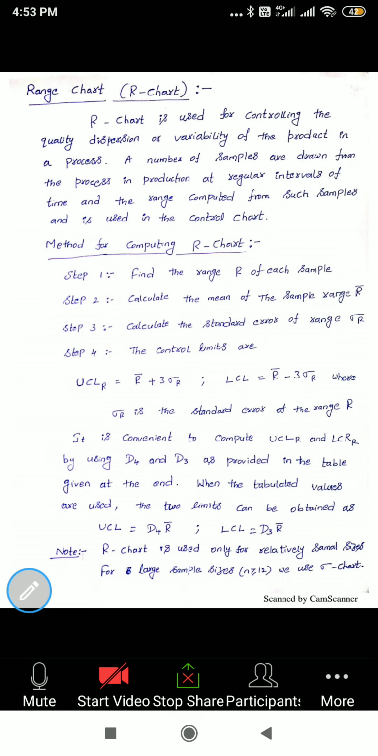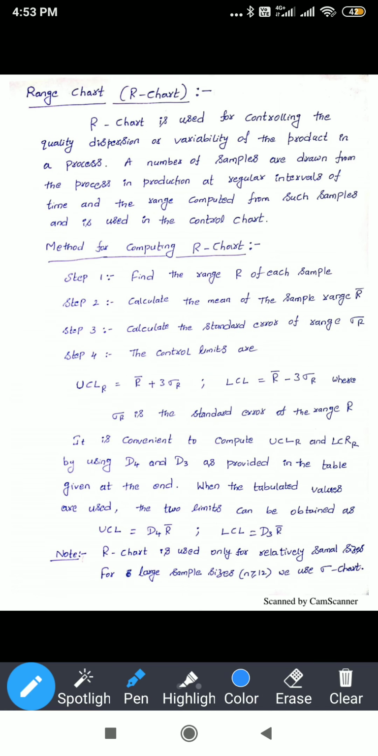In the previous sections, we discussed the mean chart. Today, we are going to discuss the range chart. This is the range chart. The mean chart, range chart, and standard deviation chart all come under control charts for variables. So now come to the range chart.